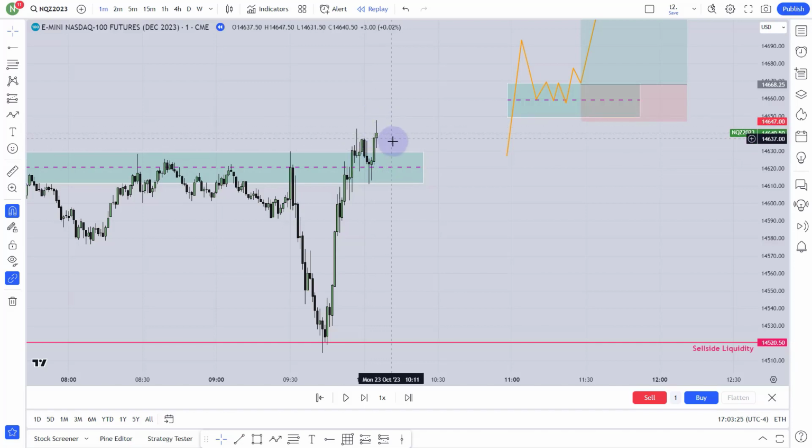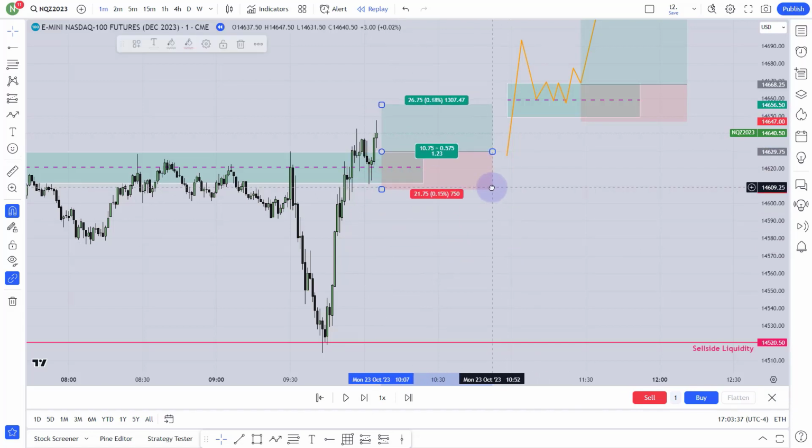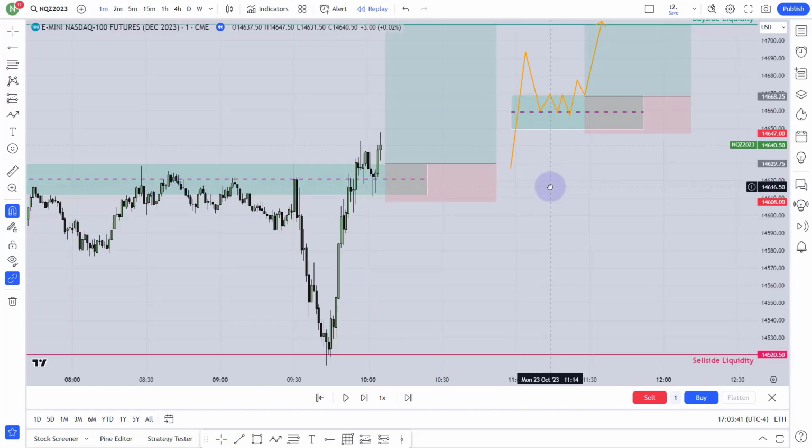Now, if price can come back again to the top of this fair value gap, I will take my entry over here. I will put my stop loss below the low, I will put it over here, and I will go for the buy side liquidity. Very simple setup, and you see the same thing over here.